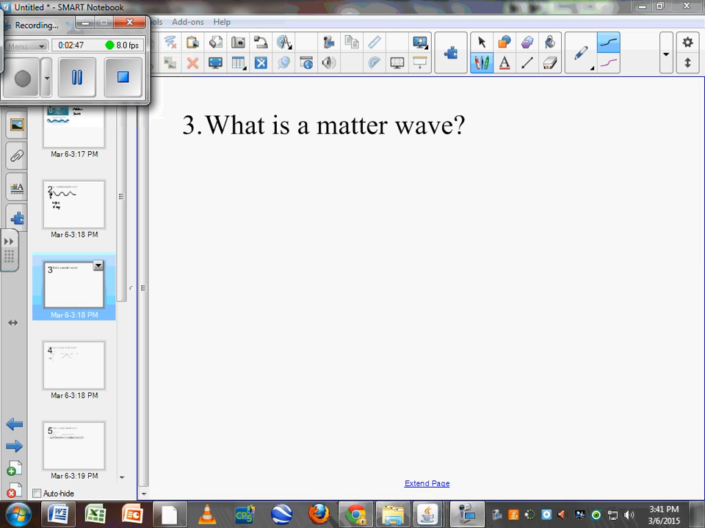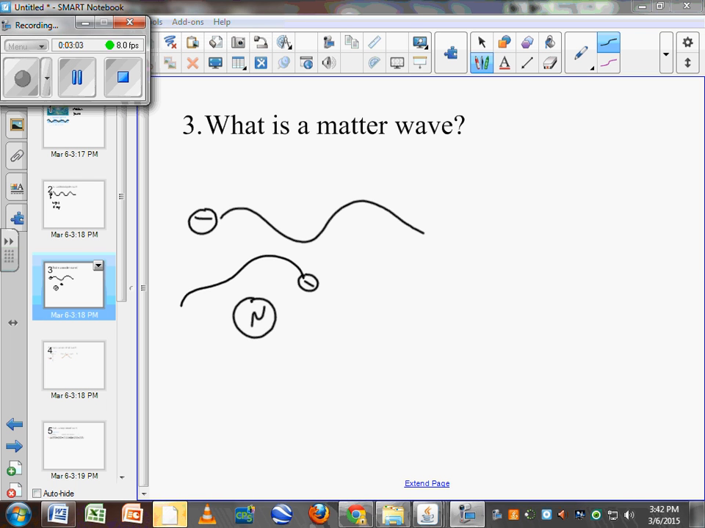We're not going to talk about matter waves too much in this class. This is just maybe from chemistry. You were taught how an electron is a particle, but it can also act like a wave, especially when it goes around the nucleus. If you have the nucleus here and the electrons go around the nucleus in a wave-like fashion, that's called a matter wave, whenever particles travel in a wave-like fashion.